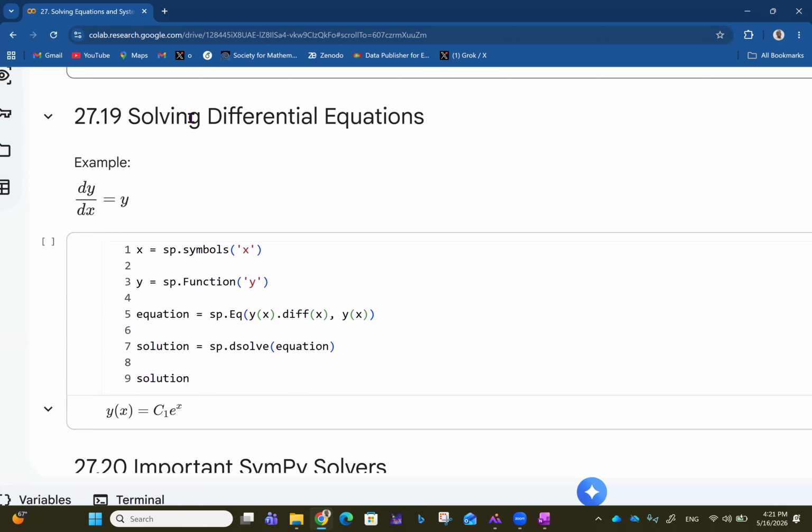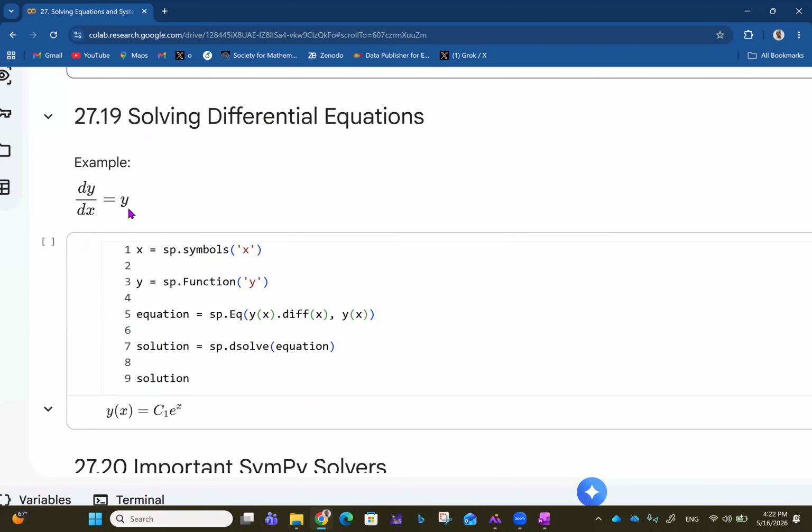Then solving differential equations now. You have dy dx equals y. We already know the answer here is c1 e raised to power x. I think I did this in a previous video under SymPy. So set up your symbols. When you solve a differential equation, the solution is going to be in terms of y of x. It's going to be a function y.